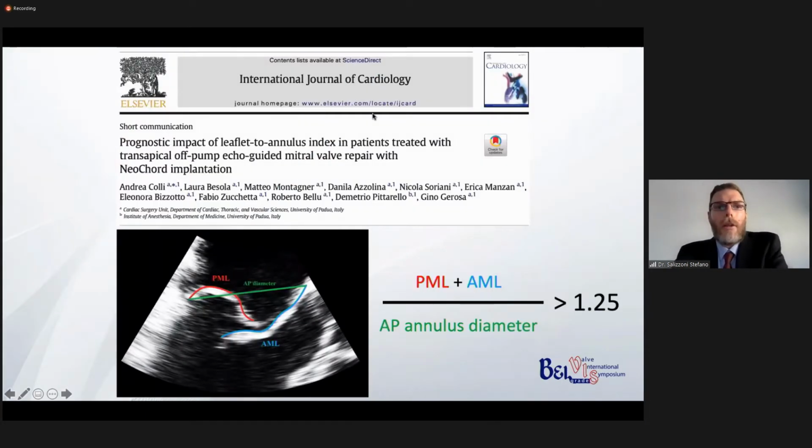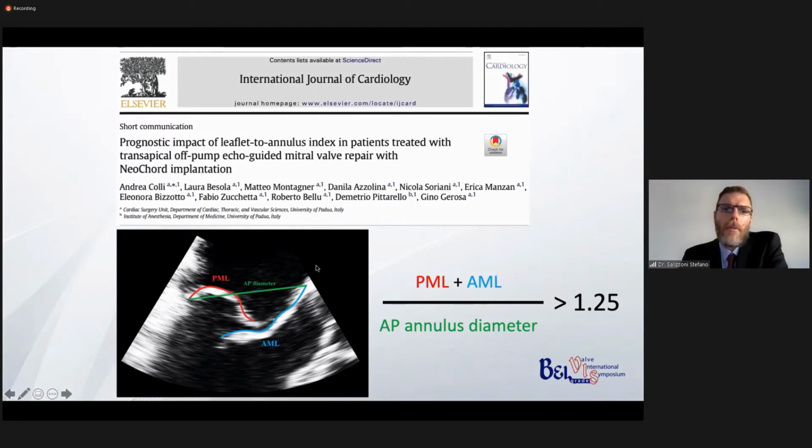To have a good result, it is very important to have a good predicted coaptation, for sure. Okay, if we have a dilated annulus and we have a prolapse, even if we pull down the leaflet, we have no coaptation, so we will have a central regurgitation. And Dr. Colli, who is one of the people with me, and Dr. Speziali and Robel, who made more NeoChord procedures, invented this very simple tool that he called the LEI.